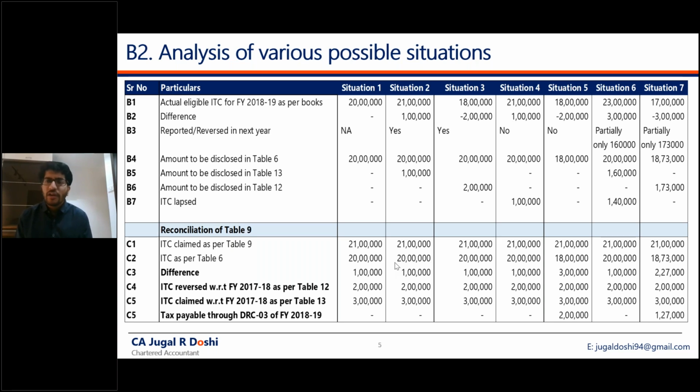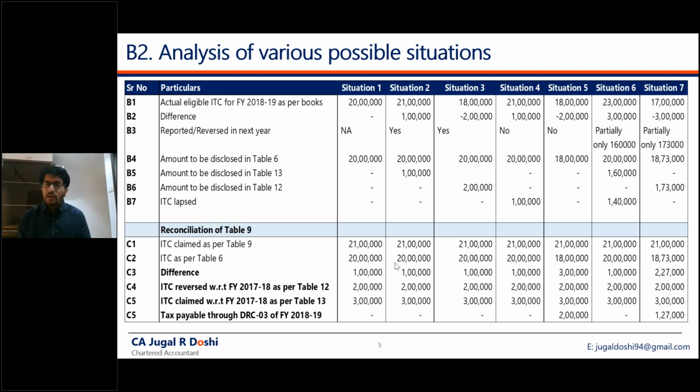In situation 6 and 7, we are considering partial. My actual ITC is 23 lakhs, so I have less claimed 3 lakhs, but out of which 1,60,000 is claimed in FY 19-20 up to the month of September. So I will report 1,60,000 in table 13, I will report 20 lakhs only in table 6 and 1,40,000 of ITC will be lapsed because I have not claimed the same in time.